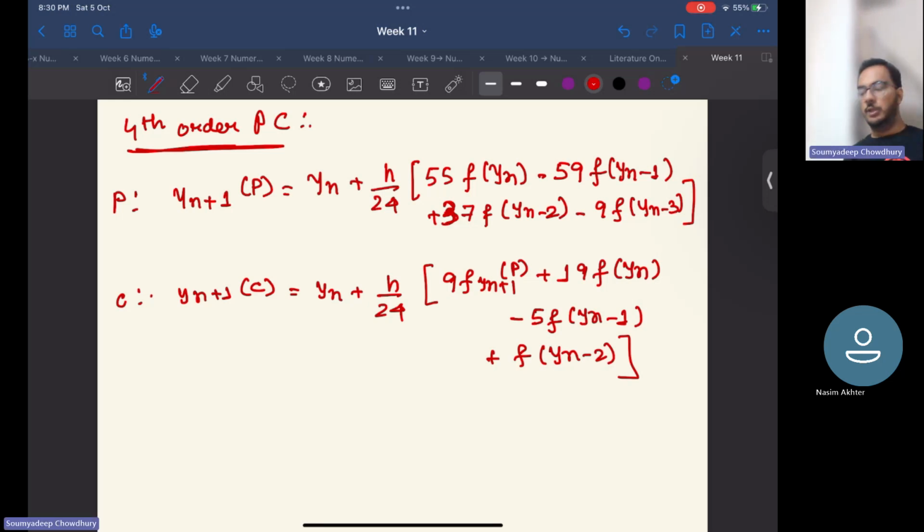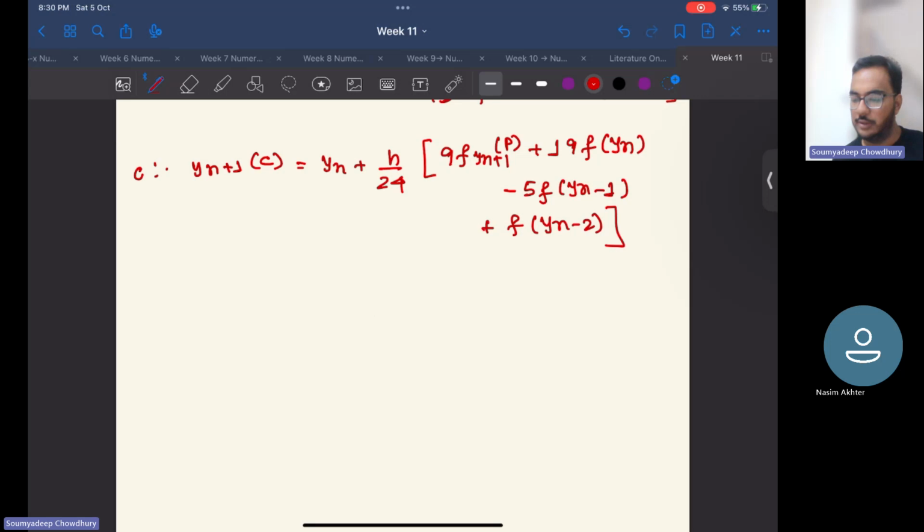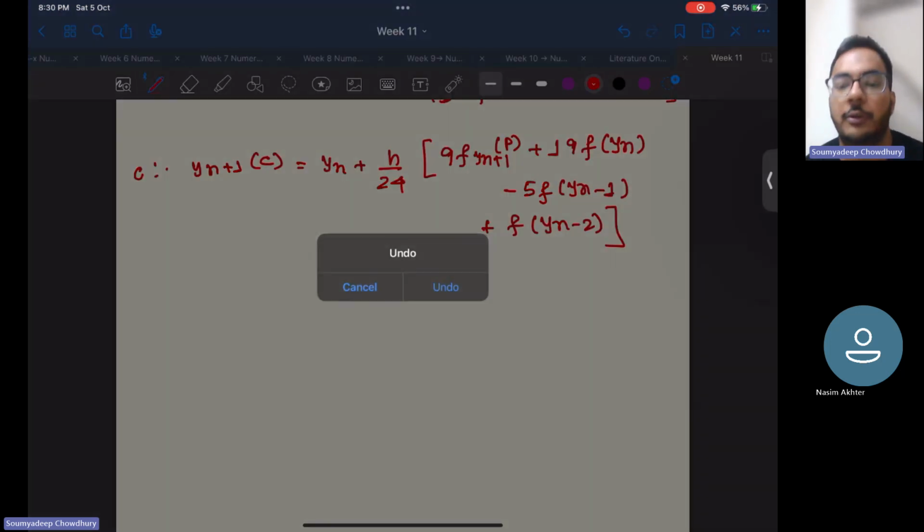So now a small topic is remaining, which is the stability analysis. Our aim here is to determine whether an algorithm is stable or not. In general, we looked into the stability of our Euler's method, and how we can find an optimum value of h.